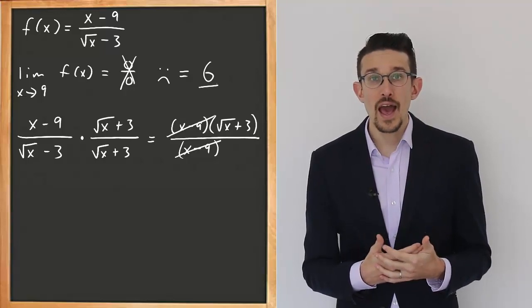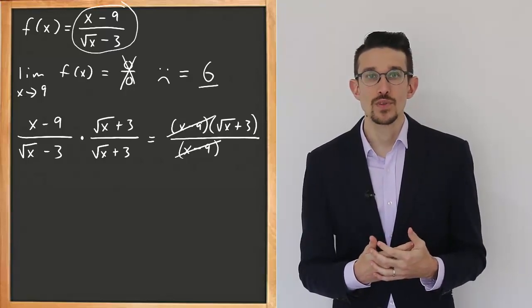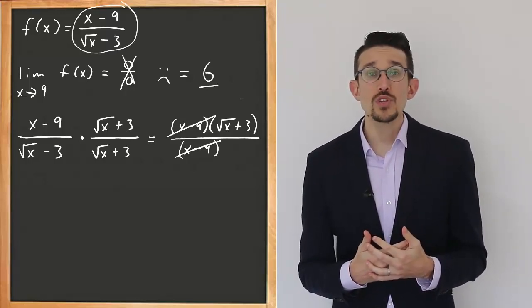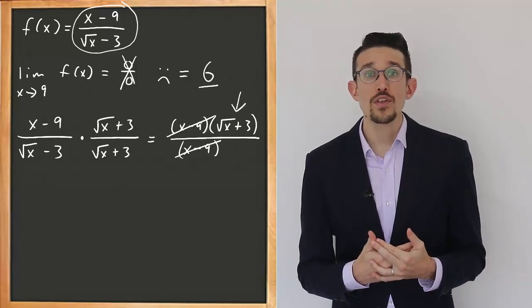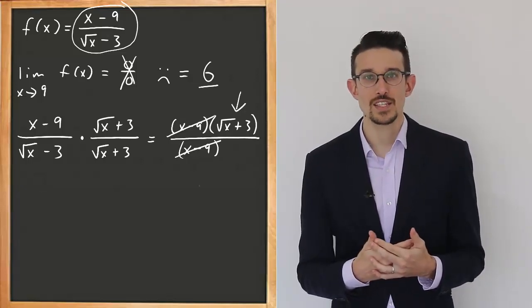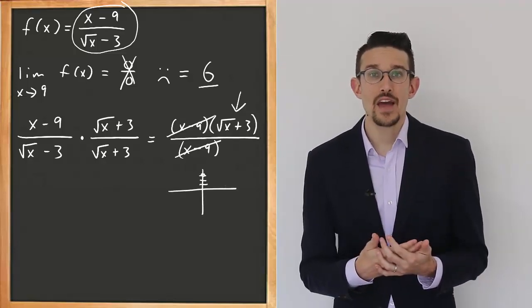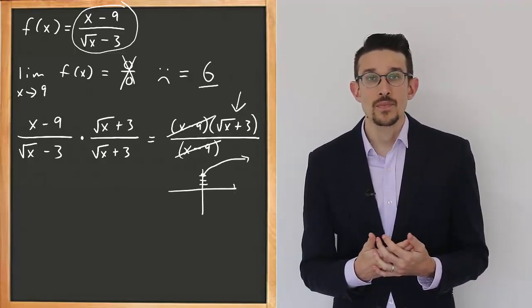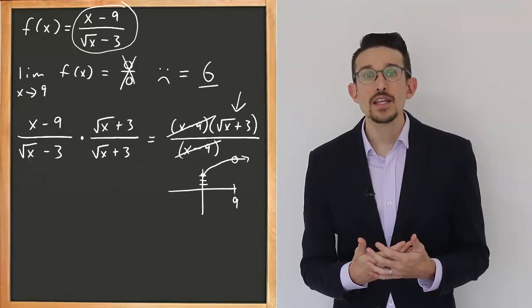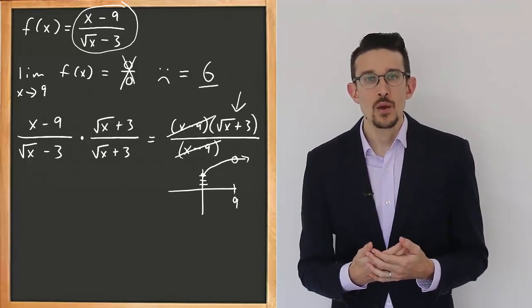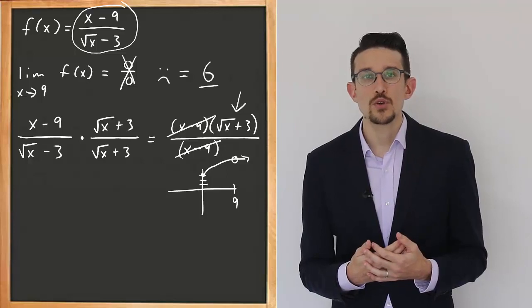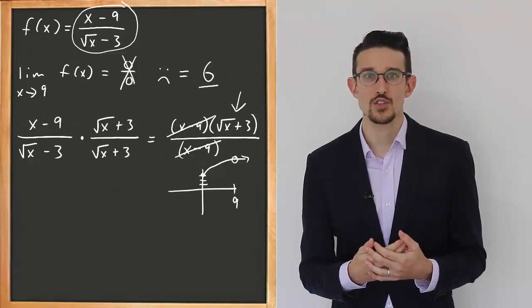What we originally have looks like a rational function, but it's really not. It's really a radical function with a removable discontinuity at x equals 9. We're just trying to evaluate the function at that removable discontinuity. So this rationalizing technique allows us to do that. But what if I told you that this problem could actually be factored just like the last one?